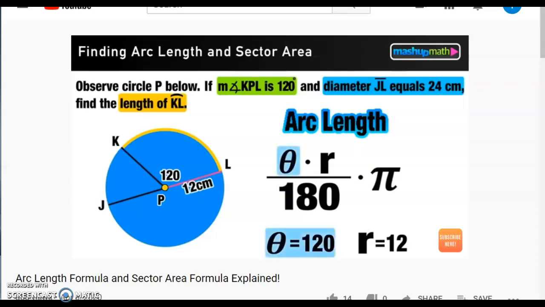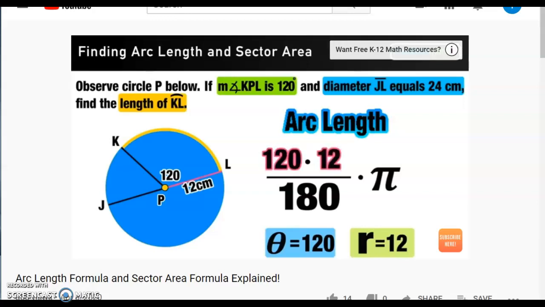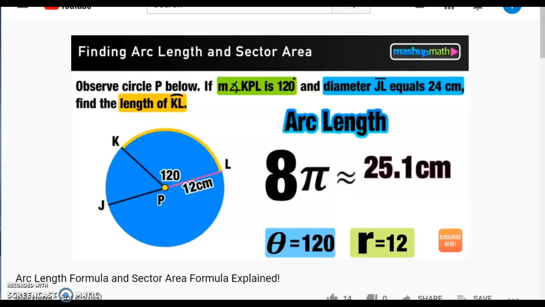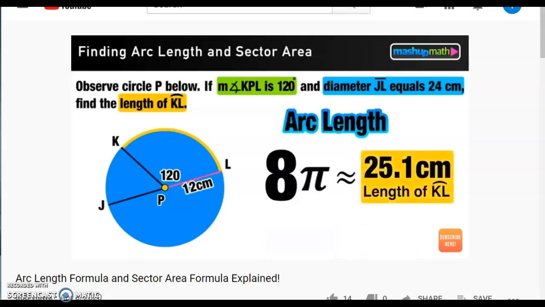And now we are ready to substitute those values into the arc length formula. Replace theta with 120, replace R with 12, and then we can evaluate. So 120 times 12 equals 1440, and 1440 divided by 180 equals 8. Now in terms of pi, that arc length is just 8 pi. We can evaluate 8 pi to approximately 25.1 centimeters. That is the curved length of arc KL.